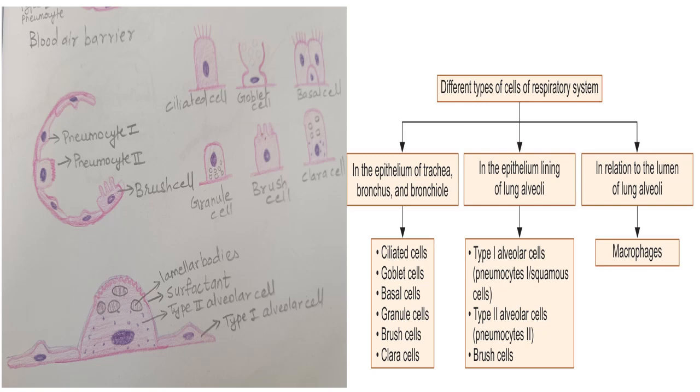Then the Clara cells are non-ciliated cells with luminal projections and lamellated bodies in the cytoplasm. They produce the lipoproteins of the surfactant and act as stem cells. They can replace the damaged cells. Also, their enzymes can detoxify noxious substances.